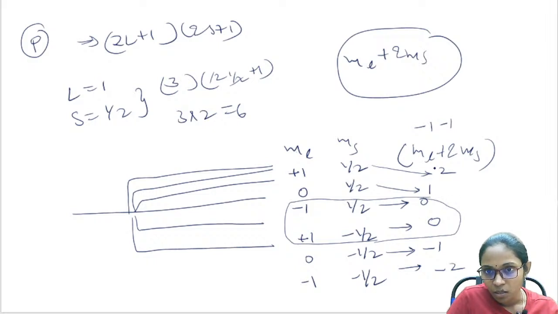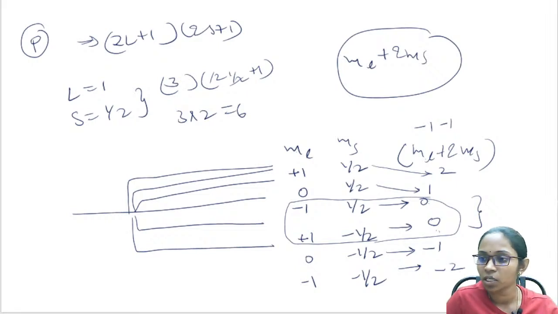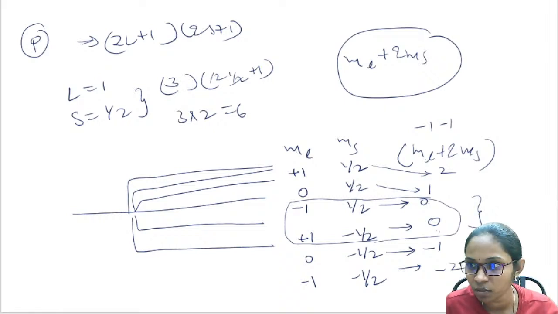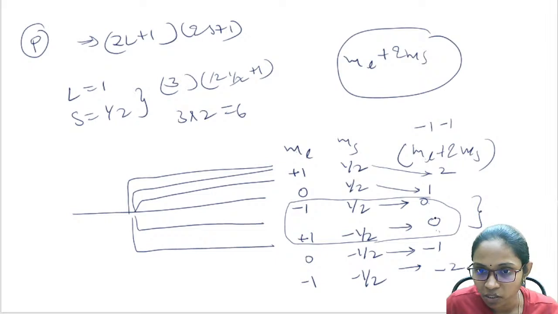So for ML plus 2MS you will be having 0, 0 levels. Okay, 2 consecutive 0, 0 levels. Here we are having 2 consecutive 0, 0 levels. Is there any problem with the lecture? Signal problem ఏమైనా ఉందో ఒకసారి చెక్ చేయండి ప్లీజ్. Okay, what happened? Two consecutive levels are having same values, that is 0 and 0.